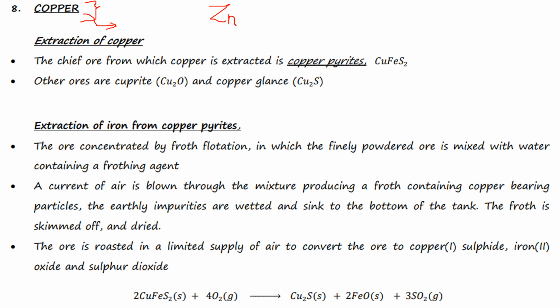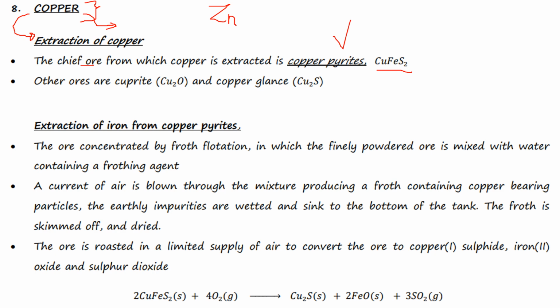Now with copper, we are going to start with its extraction, as with the majority of the transition elements we have been covering, except nickel, cobalt, titanium and vanadium. They're the only transition elements that do not have extraction parts. So just like other elements, we have the chief ore together with other ores. The main ore from which we extract copper is called copper pyrites, presented by the formula CuFeS2, copper iron sulfide.